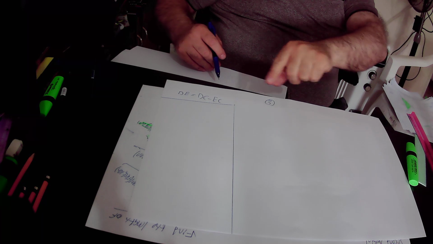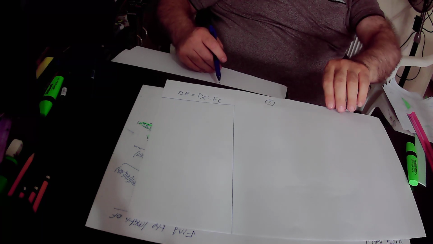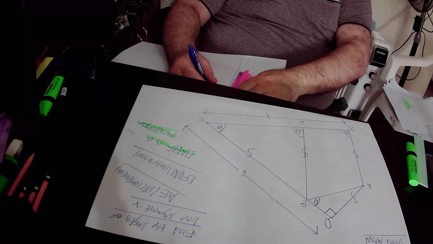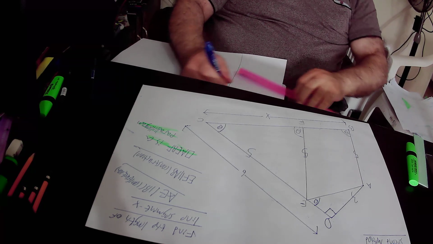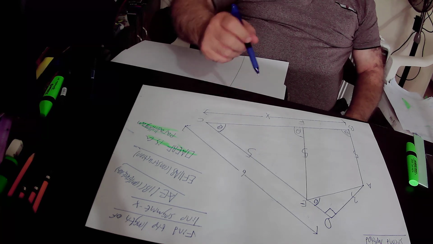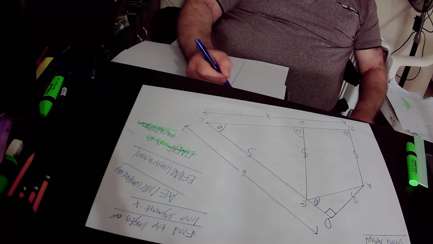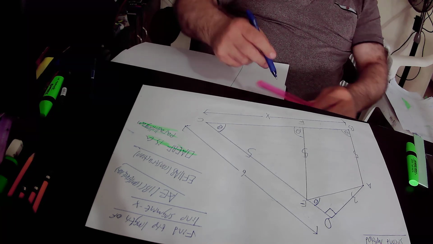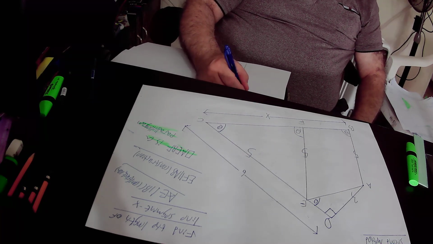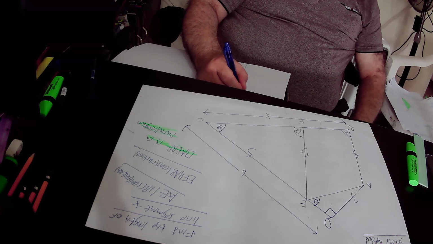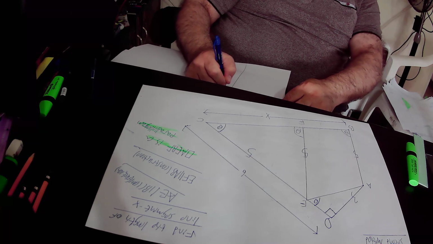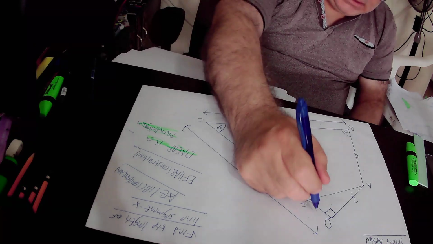I'll repeat again. DE equals DC minus EC. So DE equals DC, which equals 6 units according to what is given in the question, and we already found out that EC equals 5 units. So in conclusion, DE equals 6 minus 5, that is 1. So DE equals 1 unit.